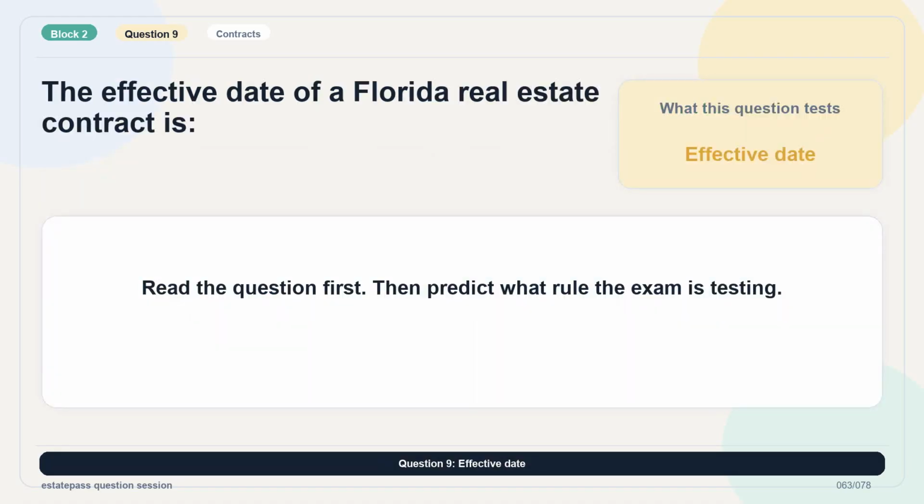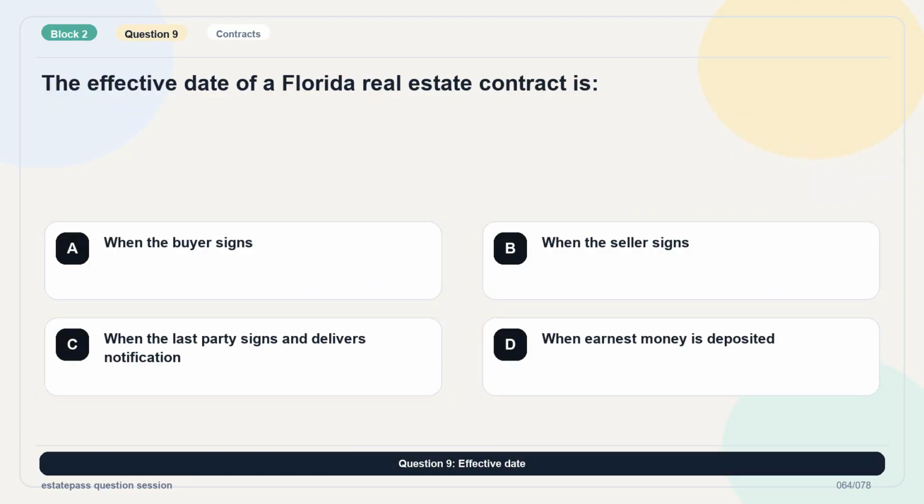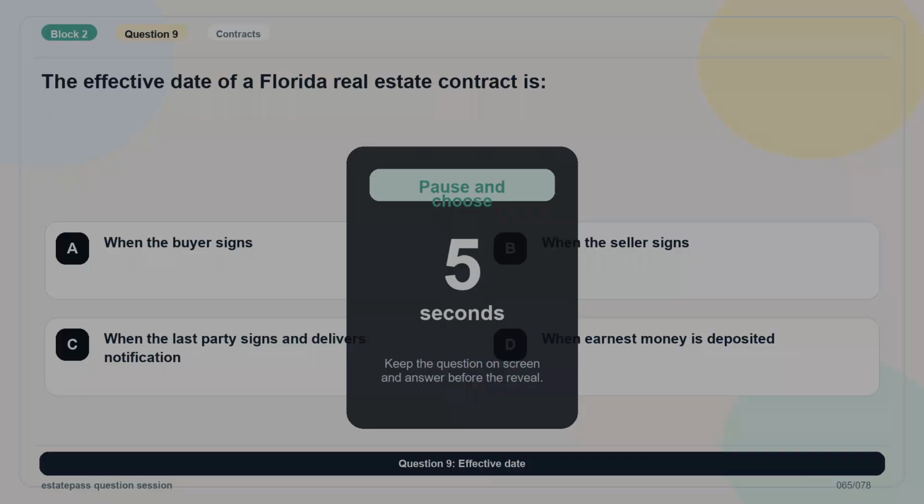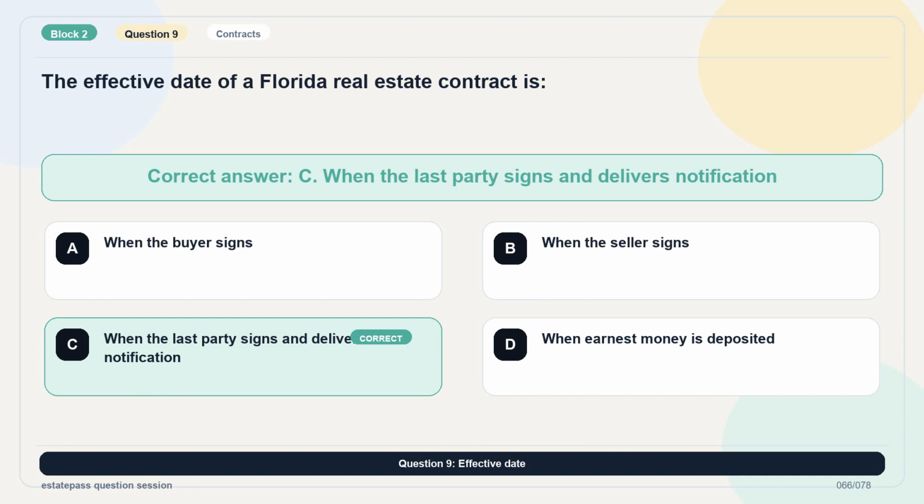Question 9. The effective date of a Florida real estate contract is: A. When the buyer signs, B. When the seller signs, C. When the last party signs. Pause here and choose your answer. The correct answer is C. When the last party signs and delivers notification.